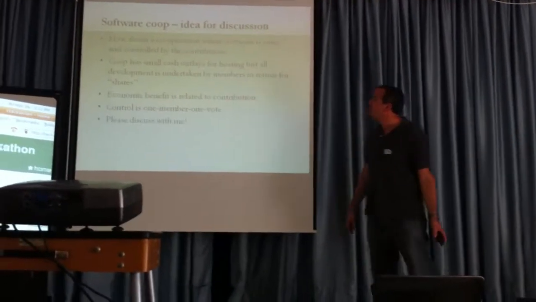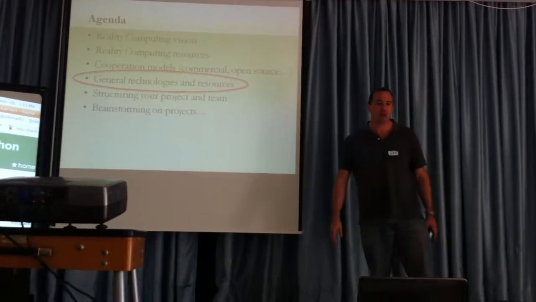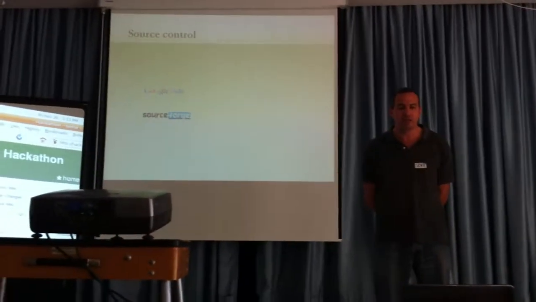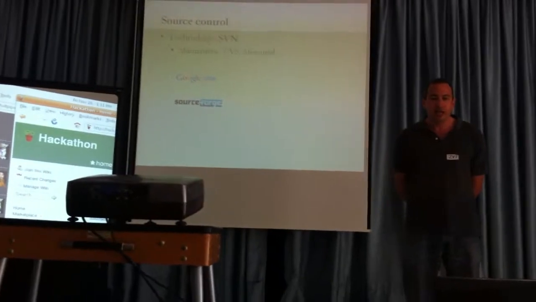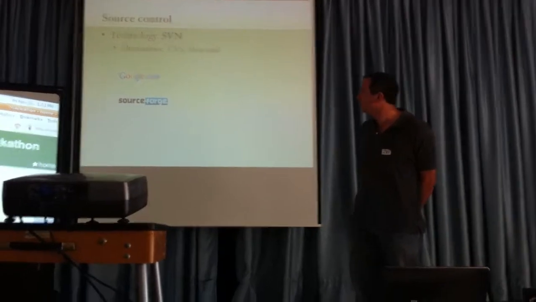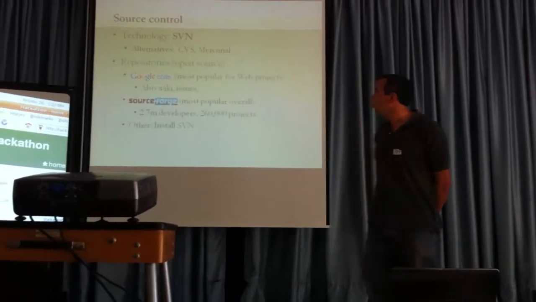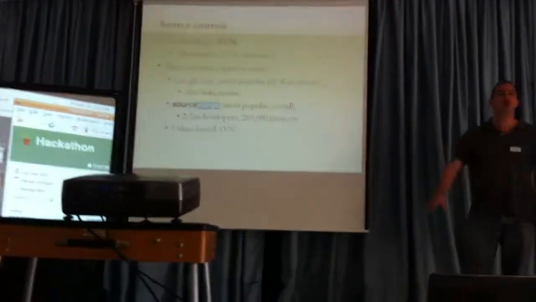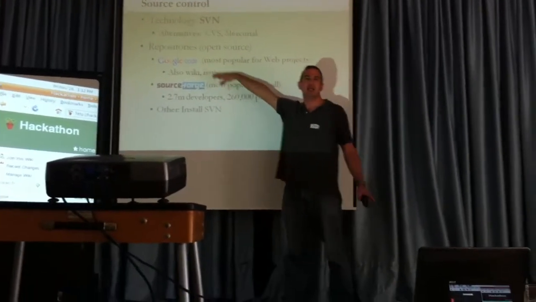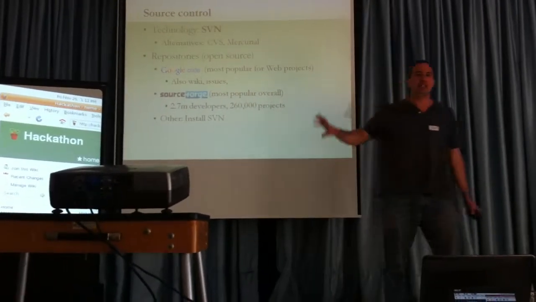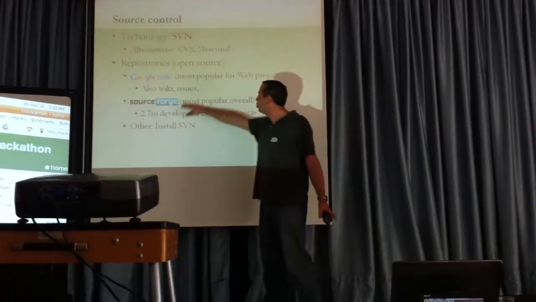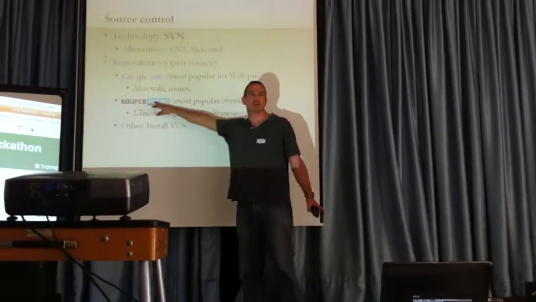We're running towards the deadline, so I'm going to move on to general technologies and resources. I'm going to do this bit very quickly because most of you know this, but just some technologies which are important to mention. For source control, SVN is probably the leading technology. CVS and Mercurial are two competitors. The two most important repositories you might want to use if you open source a project are, of course, SourceForge, which is, I think, still the biggest, and Google Code, which is growing very rapidly, especially for web-oriented projects. There are no statistics for Google Code that I saw, but there are 260,000 open source projects on SourceForge.